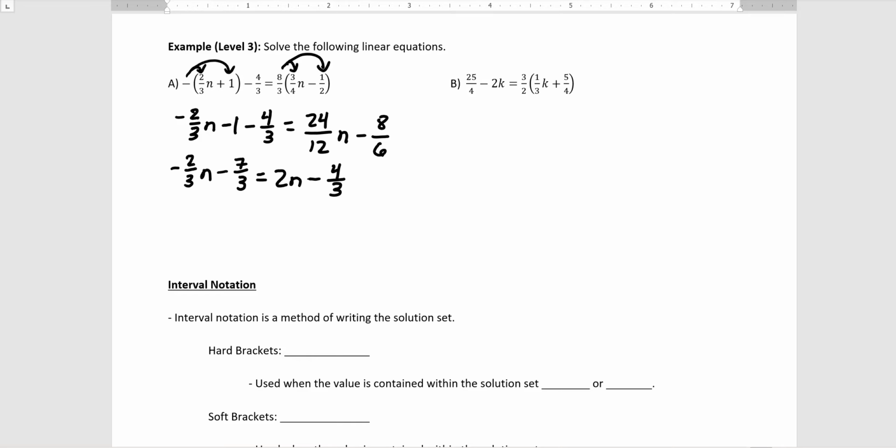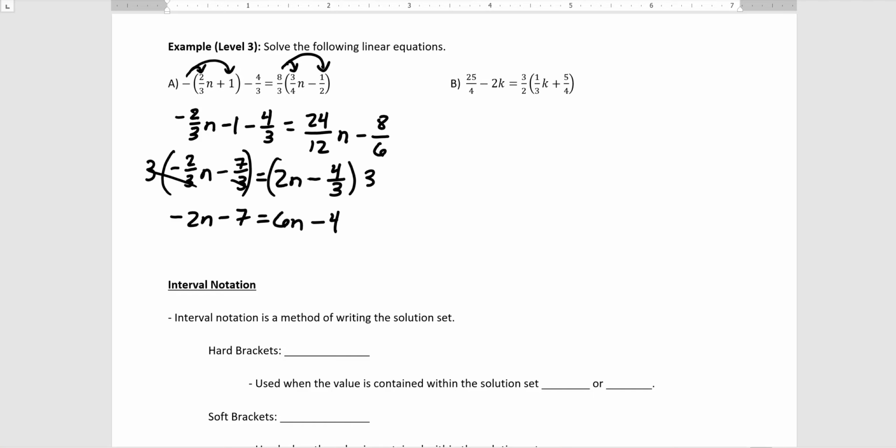So notice, we've got some fractions here, right? Well, let's get rid of those fractions. Notice we have a common denominator here in all of them, 3. 2 obviously would be over 1, but if we multiply by 3 on both sides, we can get rid of these fractions. When I do that, all of these denominators would divide out, so I'd have negative 2n minus 7 equals 3 times 2n would be 6n. 3 times negative 4/3 would be minus 4. Awesome. And now we're working with the problem just like we did with the level 1 problems earlier.